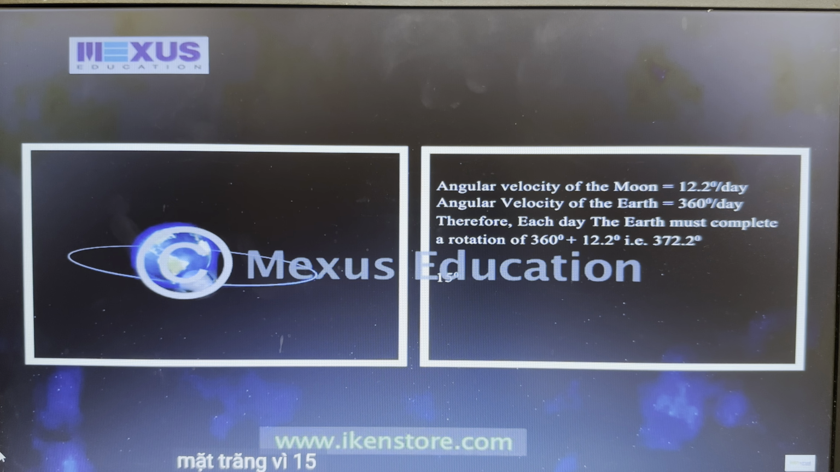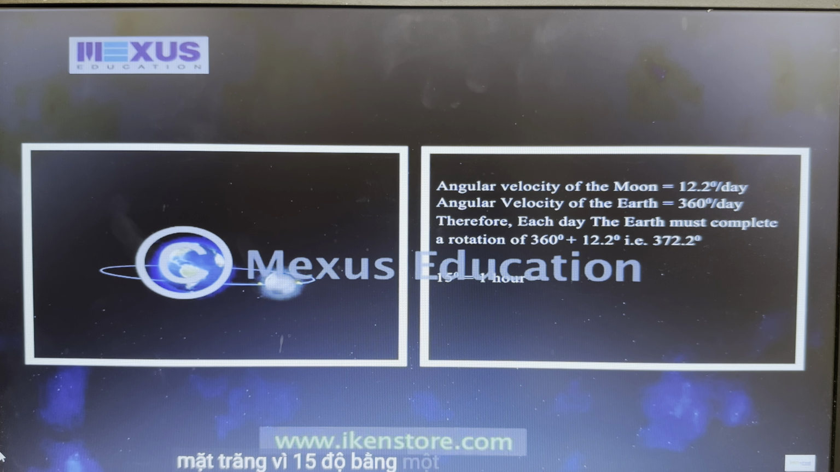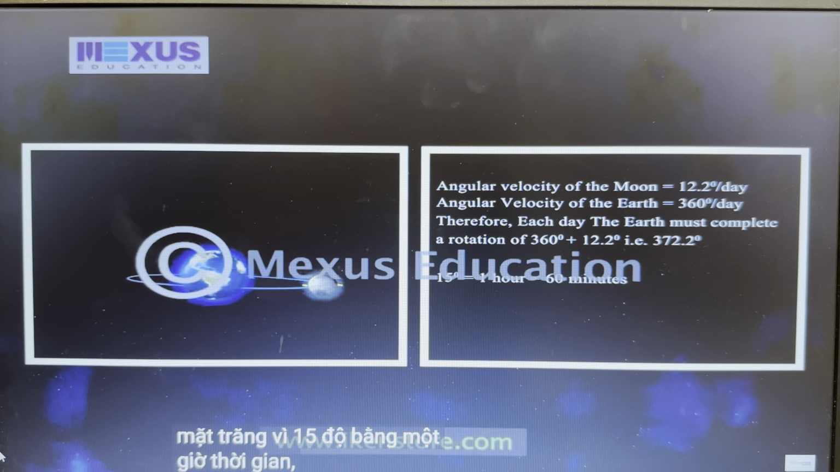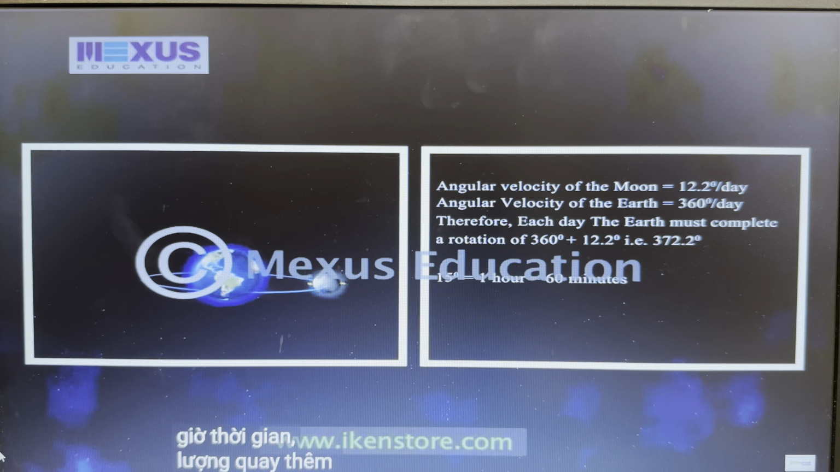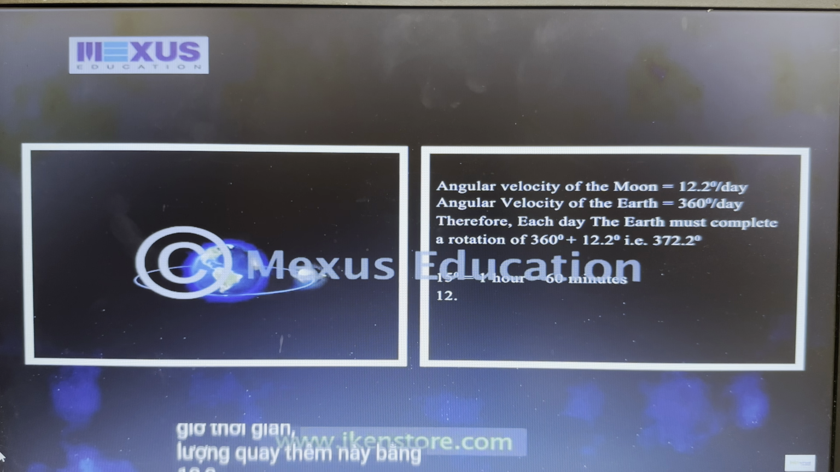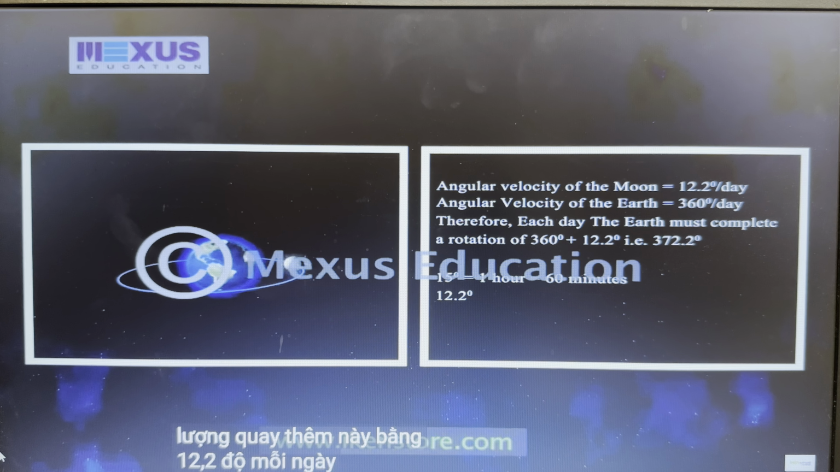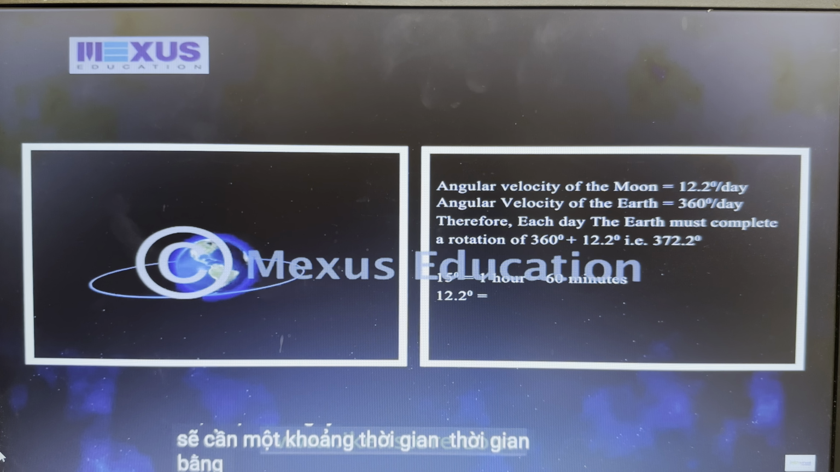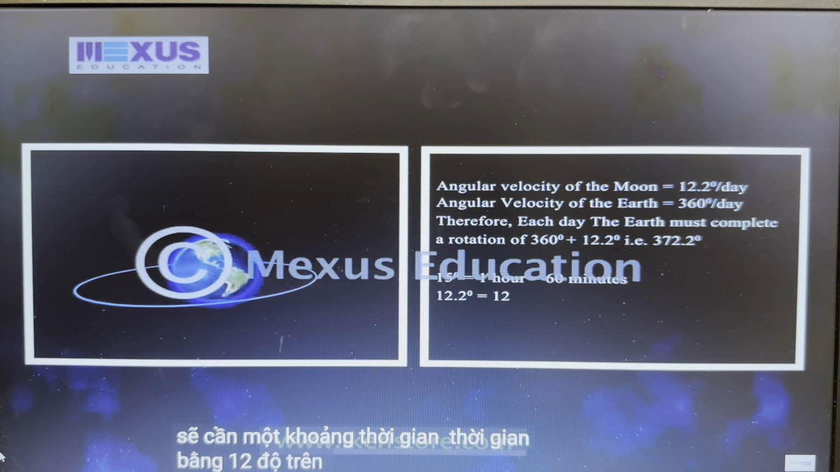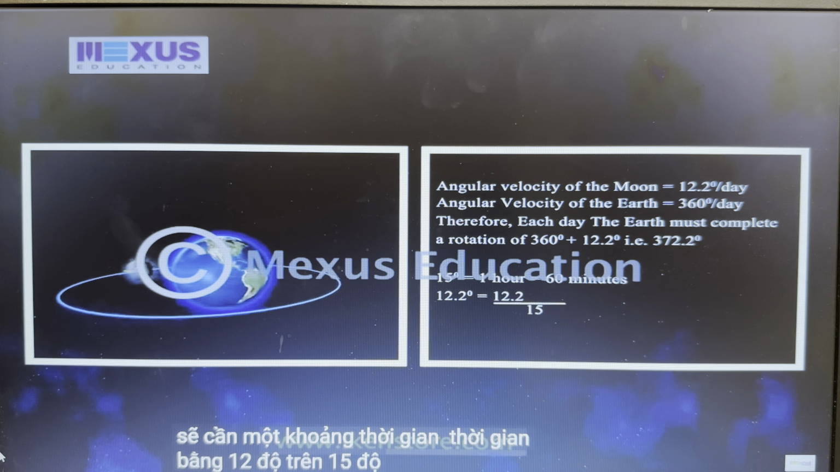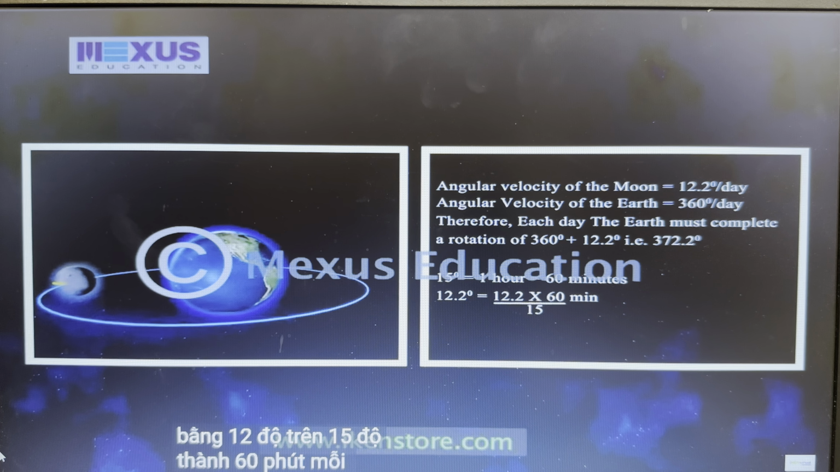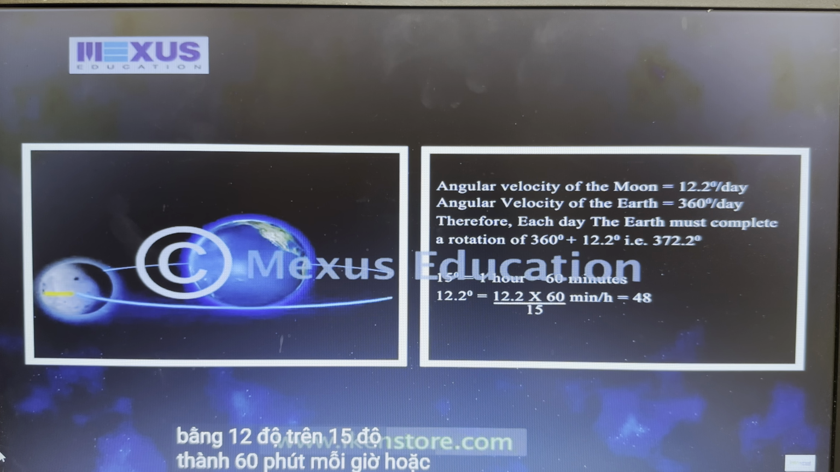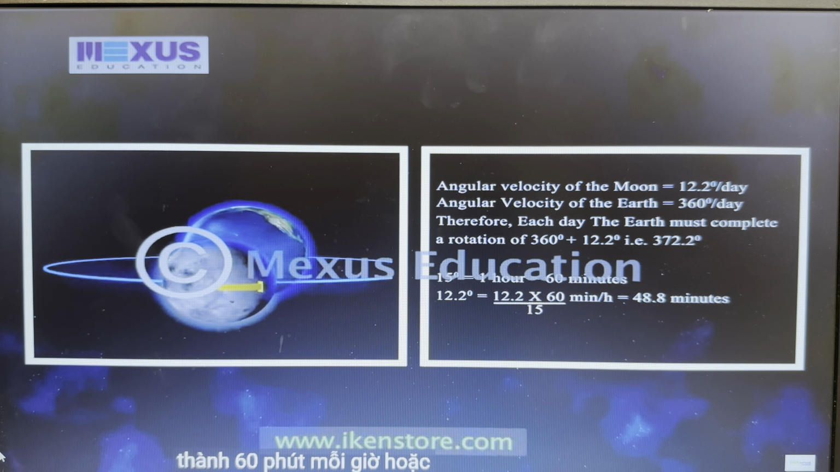Since 15 degrees is equal to 1 hour of time, this extra amount of rotation equal to 12.2 degrees each day would require a period of time equal to 12.2 degrees upon 15 degrees into 60 minutes per hour, or 48.8 minutes.